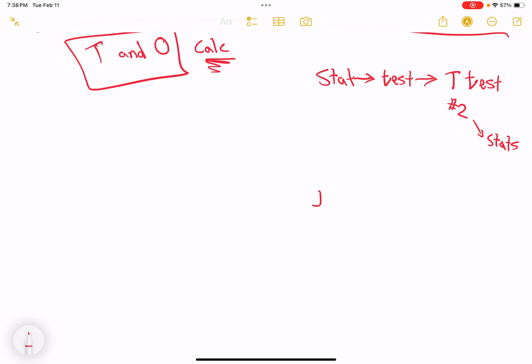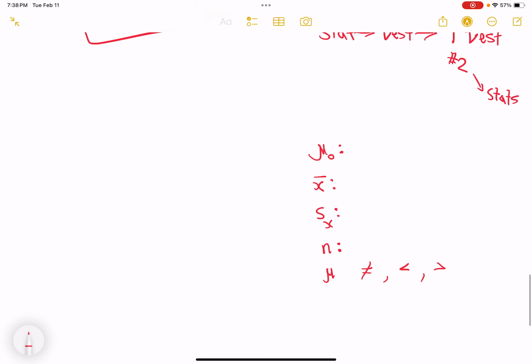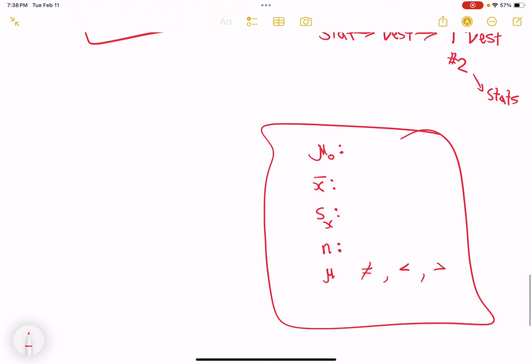Then what do? You put in your null mean. You throw in your x-bar, which is your sample mean. You throw in your standard deviation for the sample. You throw in your sample size, not your degrees of freedom, your sample size. And then you will set your mean to either be not equal to, less than, or greater than. Excuse me, and pardon me. And once you do all of that, as your calculator input, you can roll accordingly.